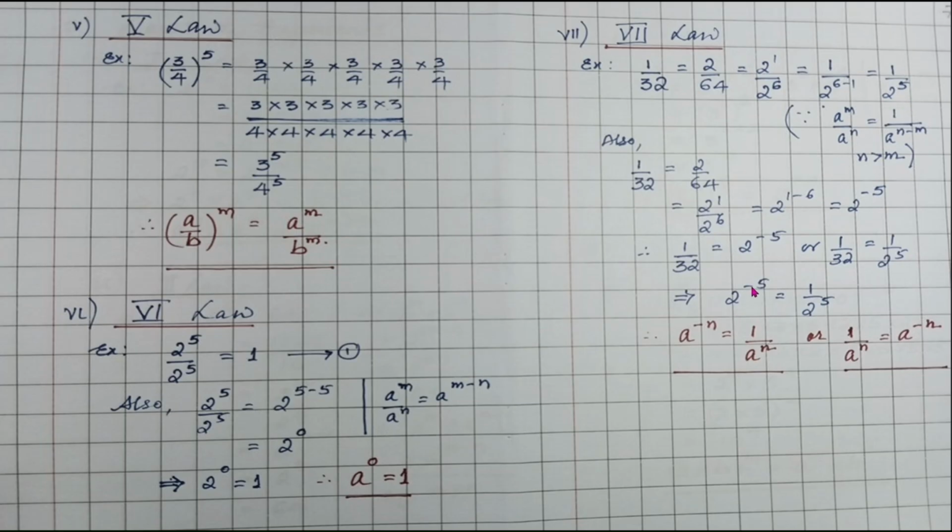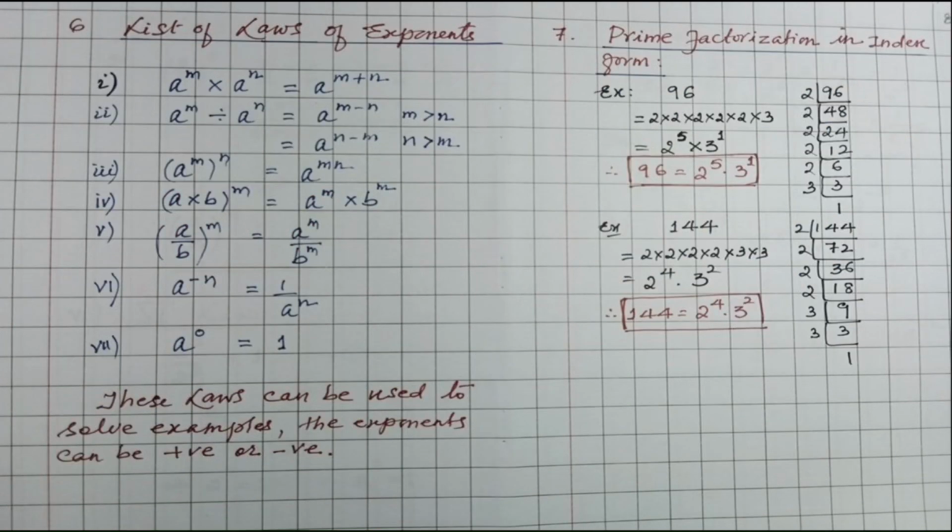That means a raised to minus n is equal to 1 by a raised to n, or 1 by a raised to n is equal to what? A raised to minus n. That is what you have to remember.